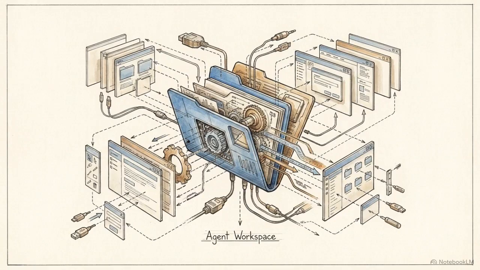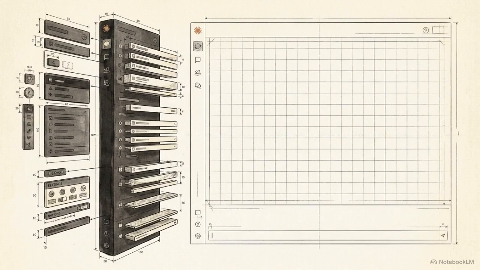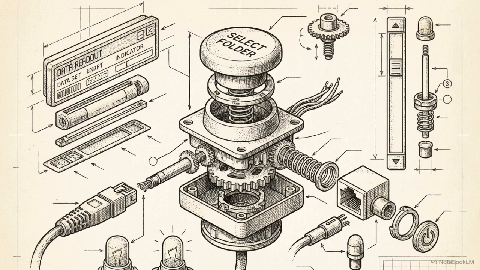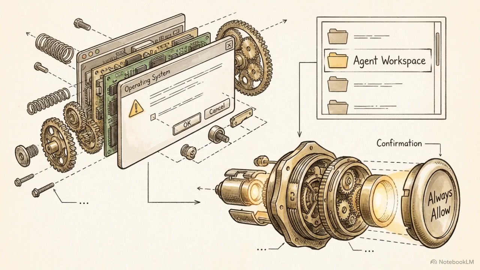First, we need to give our agent a place to work. Go to your computer's desktop and create a brand new empty folder. Let's name it Agent Workspace. Open your Claude desktop app. Looking at the left sidebar, right next to your chat history, you will find a tab labeled Co-work. Click that. Now we link the environment. Click Select Folder and choose the Agent Workspace folder you just created. Make sure to hit Always Allow when prompted.